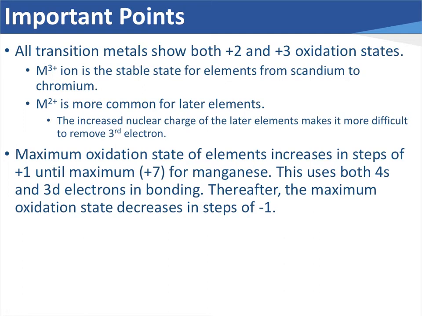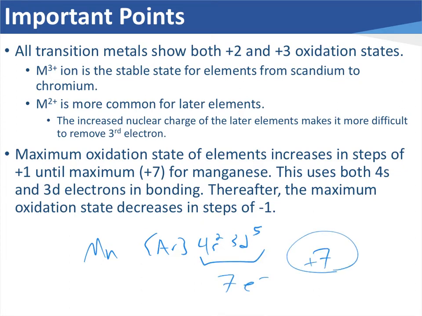Maximum oxidation state of the elements increases in steps of +1 until a maximum of +7 for manganese, and that manganese is argon 4s2 3d5. If it loses all 7 electrons, it ends up with a +7 oxidation state. After that, the maximum oxidation state decreases in steps of 1. You're not going to lose as many of the d electrons because some of them end up paired and being more stable.